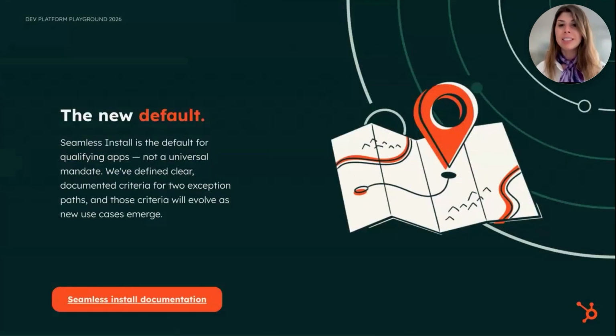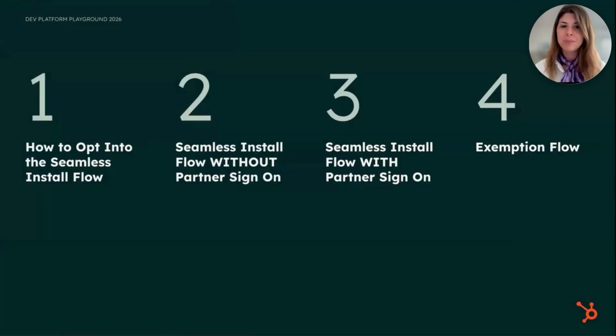Where we've landed is that Seamless Install is our default for apps that fit. But it's not the only option. We're actively defining and documenting clear exception paths for cases where it just doesn't make sense.